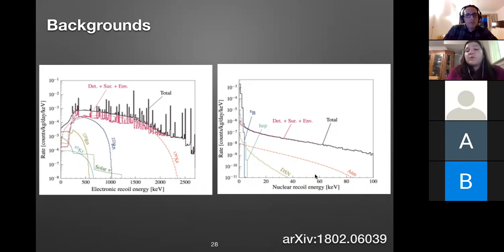For our nuclear recoils, these neutrino signals are really what the interesting story is. And so we will actually see boron-8 solar neutrino coherent neutrino nuclear interactions in our detector. And then the neutrons from the rest of our detector is what this detector plus surface plus environment line is. But dominating at low energies are solar neutrinos from boron-8.